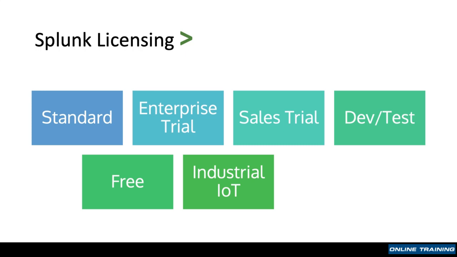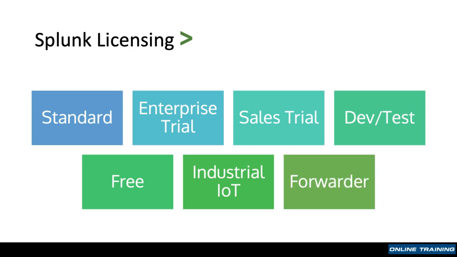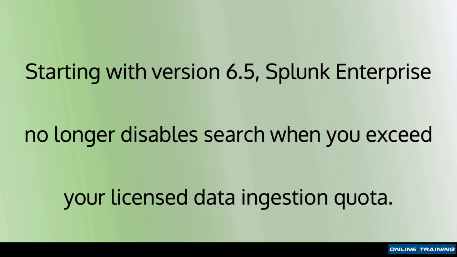The Industrial Internet of Things license is a specialized license for Internet of Things use cases. It gives you access to Splunk Enterprise and a specific set of Splunk apps. The forwarder license allows a Splunk instance to be installed as a heavy forwarder. Starting with version 6.5, Splunk Enterprise no longer disables search when you exceed your licensed data ingestion quota. This is called the no enforcement policy.